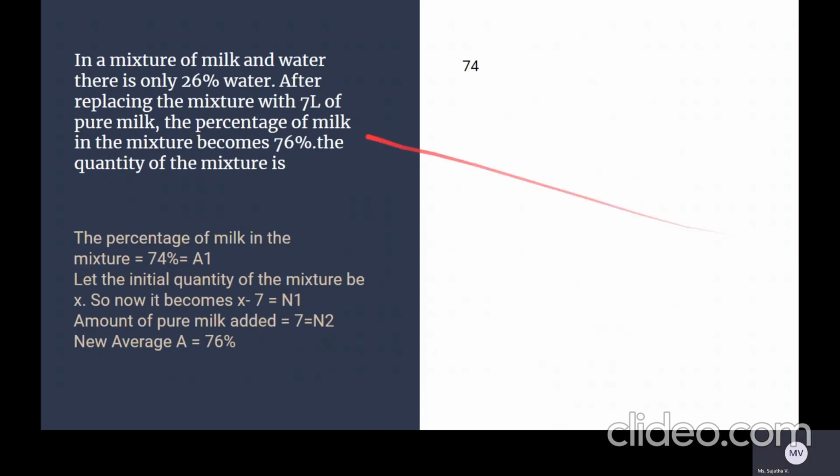The next one is a different kind of question, in a mixture of milk and water. Again, we are using alligation, weighted average, everything the same way, with the diagrammatic representation, but with a slight difference. It can be a little tricky and confusing when you read the question. In a mixture of milk and water, there is only 26% water. After replacing the mixture with 7 liters of pure milk, the percentage of milk in the mixture becomes 76%.